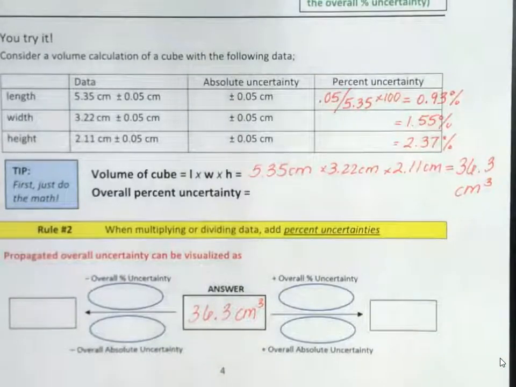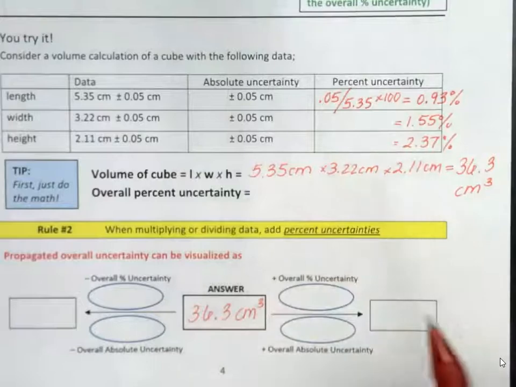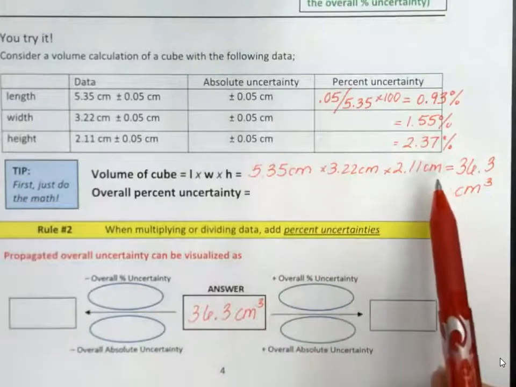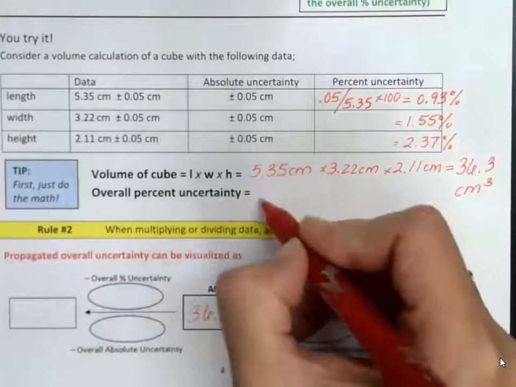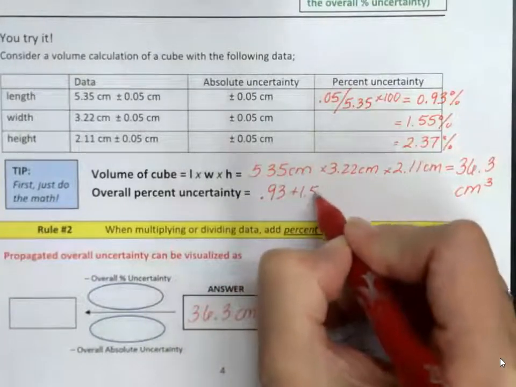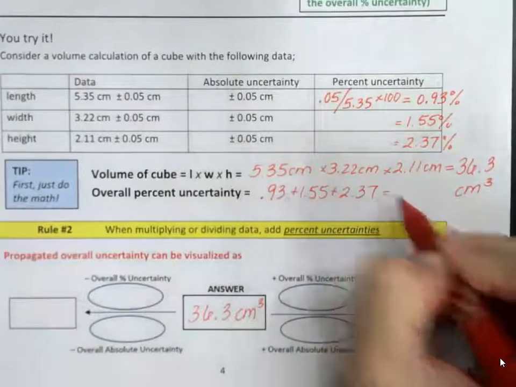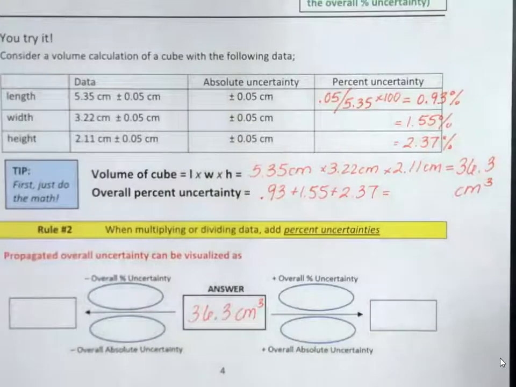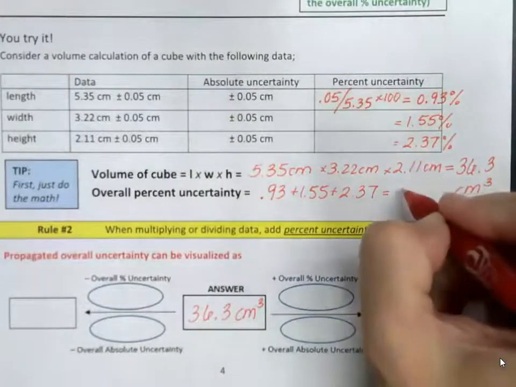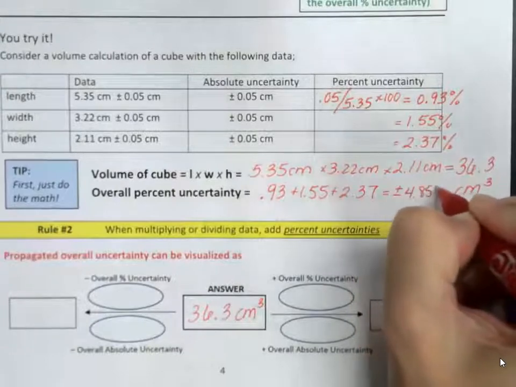So now that you've calculated percent uncertainties, we now are going to propagate the uncertainty. We're going to carry those uncertainties through this calculation. And so when we multiply, we add the percent uncertainties. So I'm going to do 0.93 plus 1.55 plus 2.37. And when I add those up, I get an overall percent uncertainty of plus or minus 4.85%.